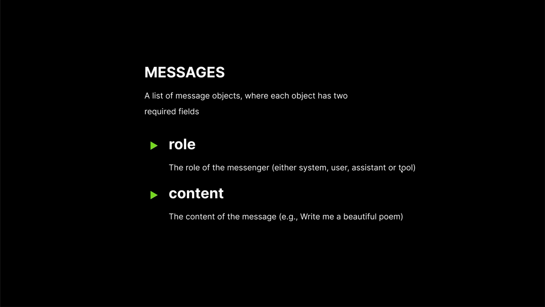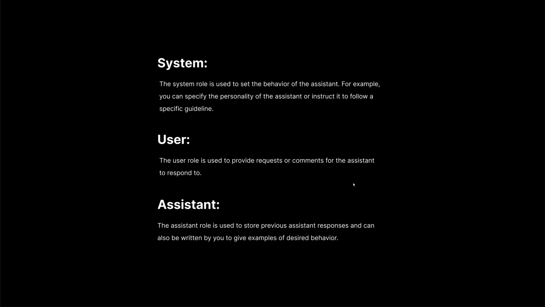Now let's discuss system, user, and assistant. The system role is used to set up the behavior for our assistant. For example, we can specify the personality of our assistant or instruct it to follow specific guidelines. The user role is used to provide a request or comments for the assistant to respond to. And the final one is assistant, which is the output we are going to get from ChatGPT or from our model.